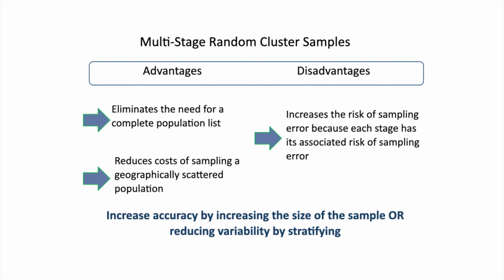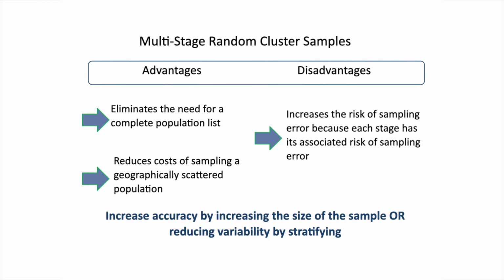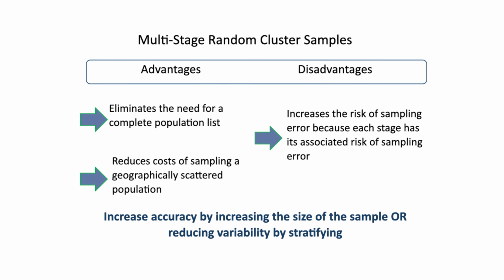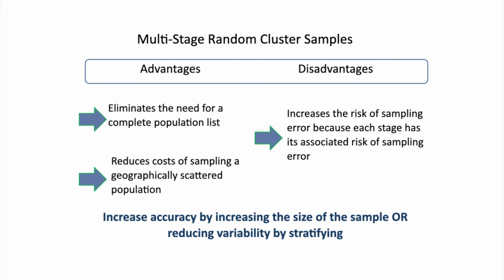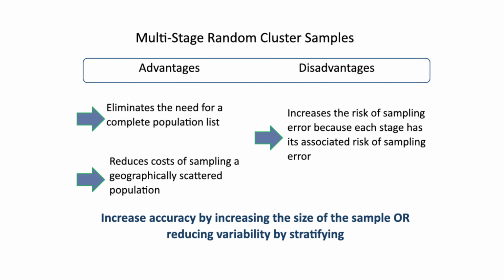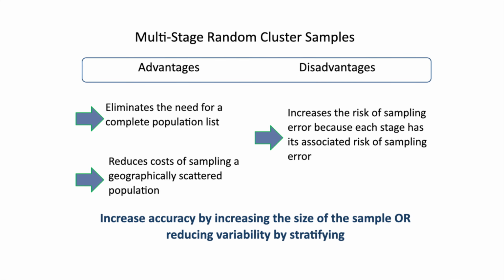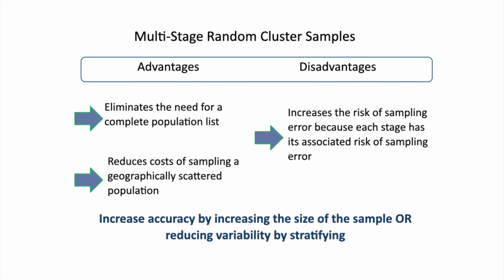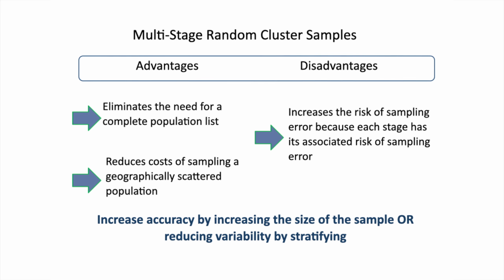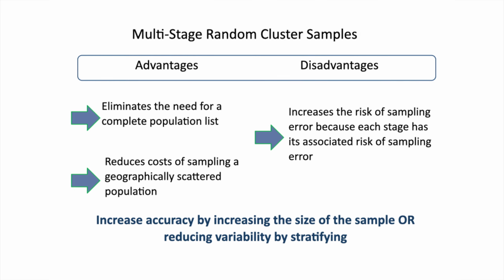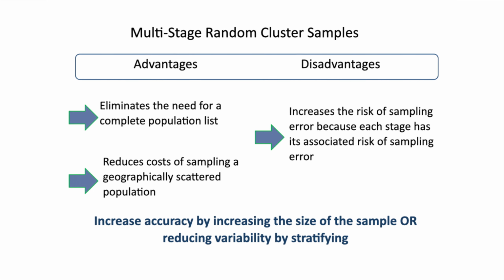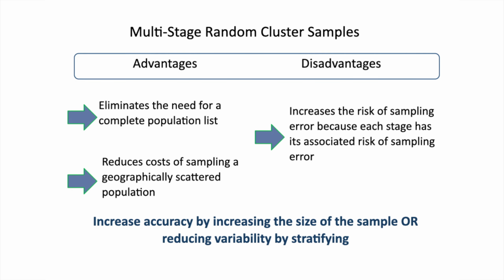The big advantage of the multi-stage random cluster sample design is that it eliminates the need to have a population list. Yeah, that's basically the big reason that we would use it. The big disadvantage is that it increases the risk of sampling error, because each stage has an associated risk of sampling error. And sampling error is this idea that you're going to get a wacky sample, where the sample that gets drawn is not representative of the population, even though it's randomly selected, right?